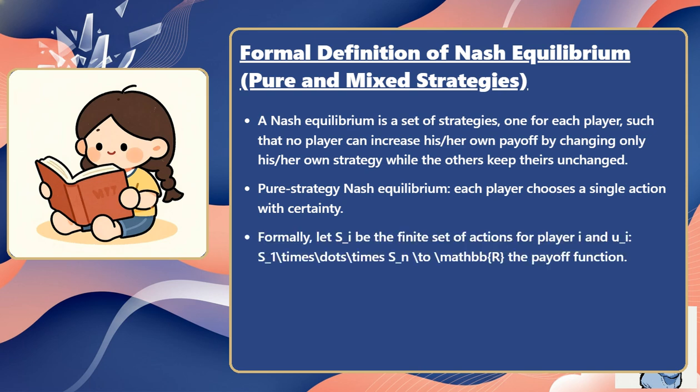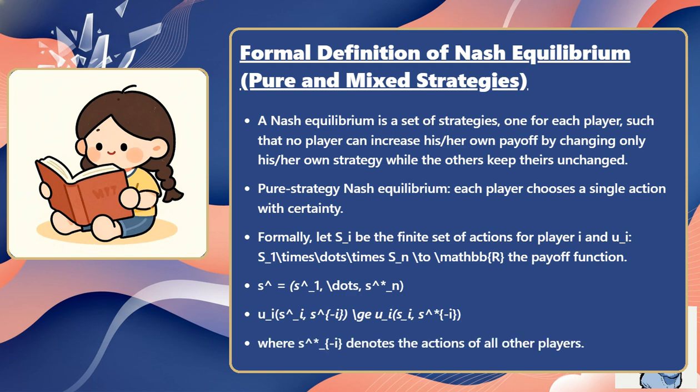Formally, let S_i be the finite set of actions for player i, and U_i: S_1 × ... × S_n → ℝ the payoff function. S* = (S*_1, ..., S*_n) is a Nash equilibrium if U_i(S*) ≥ U_i(S_i, S*_-i), where S*_-i denotes the actions of all other players.